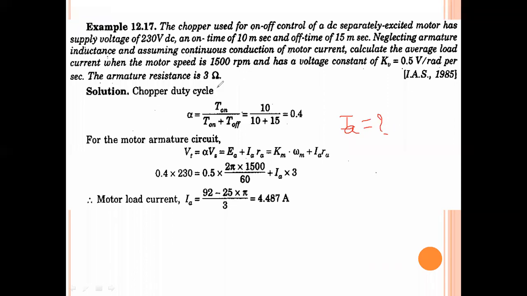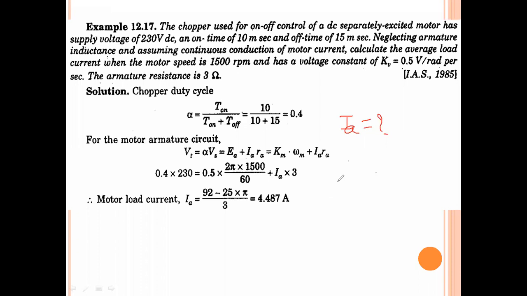In order to calculate the armature current, they have given the input voltage, which is 230 volts DC. And they have given the on and off time periods, T on and T off. Similarly, they have given the motor speed, voltage constant value, and armature resistance.